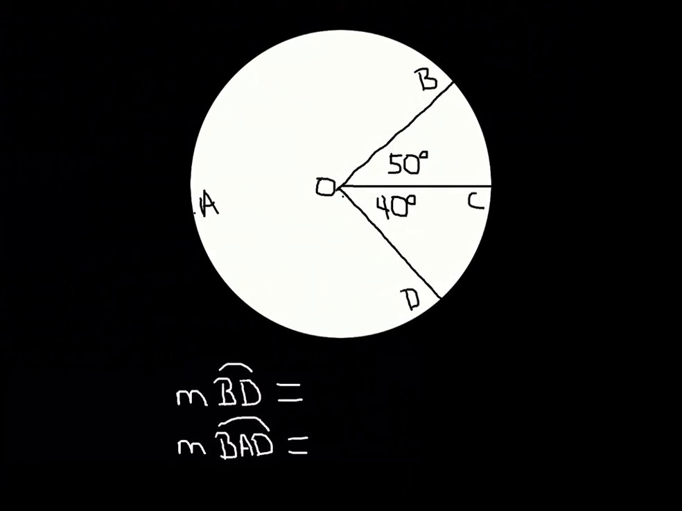This is BD, so this is the minor arc, and we're going to use our arc addition postulate. So 50 plus 40 then is 90 degrees. Now, if that part is 90, then 360 minus 90 is 270 degrees.